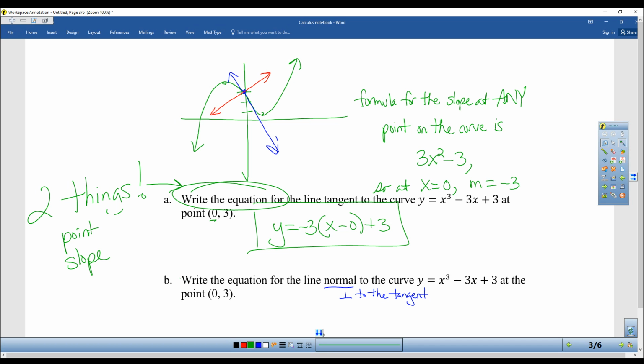And notice I left very little room. That's because for the normal, it's still going through the same point. That part of the equation didn't change. Normal just means perpendicular, so now the slope is 1/3.